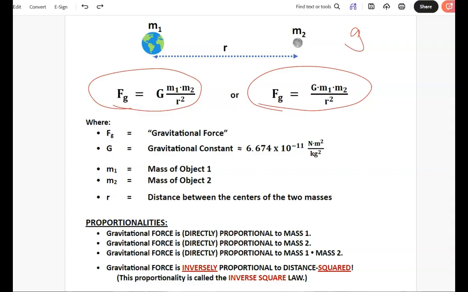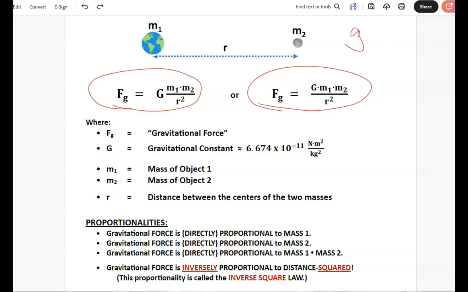Gravitational force is directly proportional to mass 1. What does that mean? That means if you double mass 1, you'll double the gravitational force. If you triple mass 1, you'll triple the gravitational force. If you divide mass 1 by 10, you will divide the gravitational force by 10. Whatever you do to mass 1, whatever you multiply or divide by mass 1, the same thing will happen to the force that results. And all of this is true for mass 2 as well.